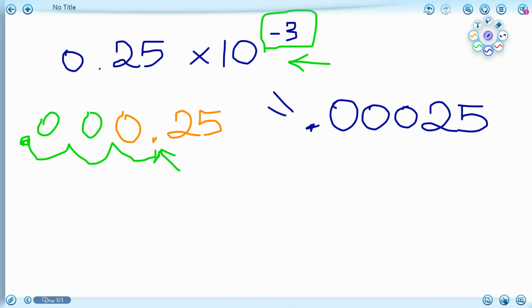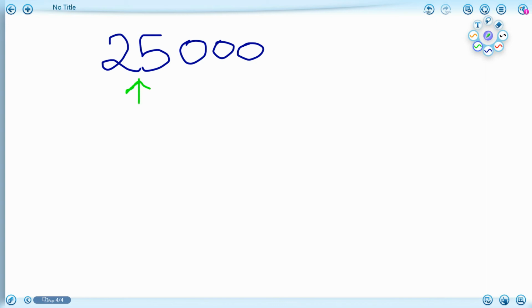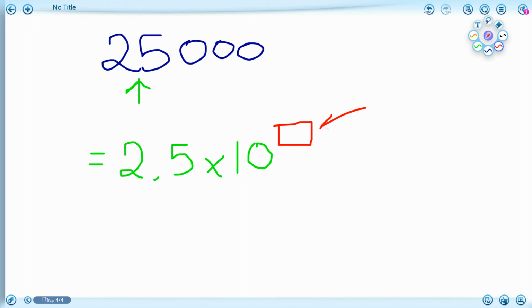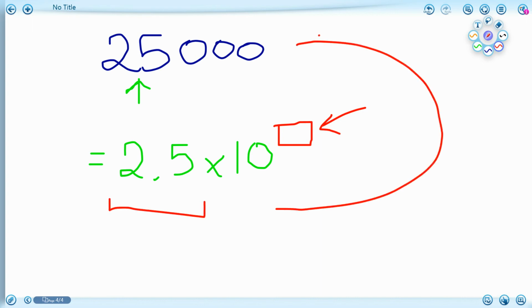Now, after this, we went backwards. So let's look at our backward operation. This time, I'm going to give you a number that looks something like 25,000, and I'm going to ask you to put this in scientific notation. That means I want a point in between the 2 and the 5. So I want to write this as 2.5 times 10 to the something, and what we're trying to figure out is this something right here.